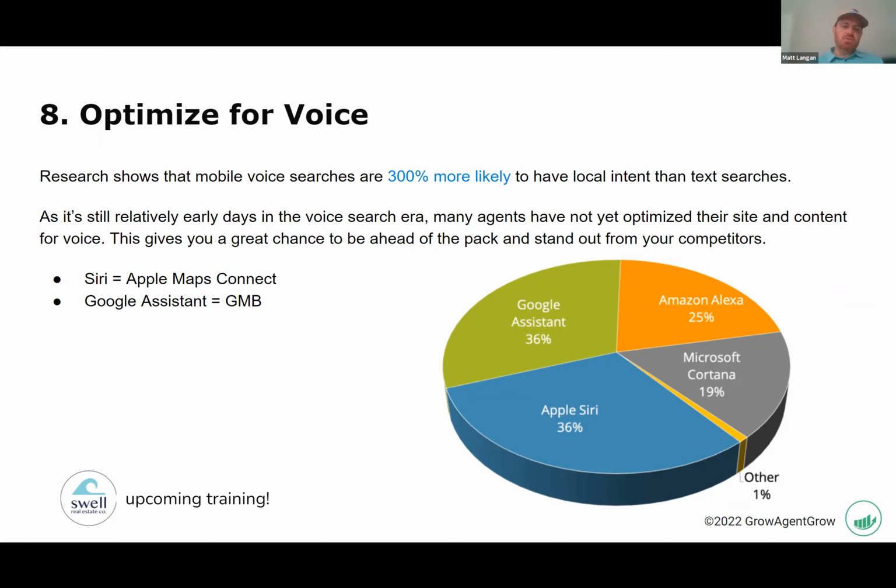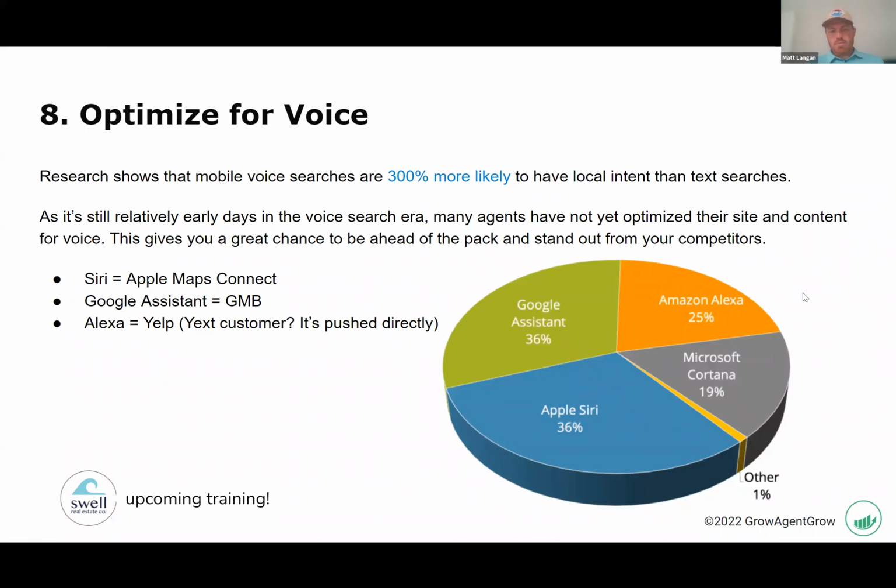Google Assistant uses Google My Business. We've talked most of this training on Google My Business, so you're good there for the most part. Continue to optimize your Google My Business. Anybody doing a search with Google Assistant voice, that's where Google Assistant is going to look for their information, from your Google My Business page.